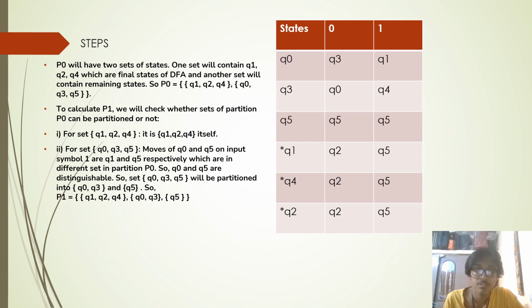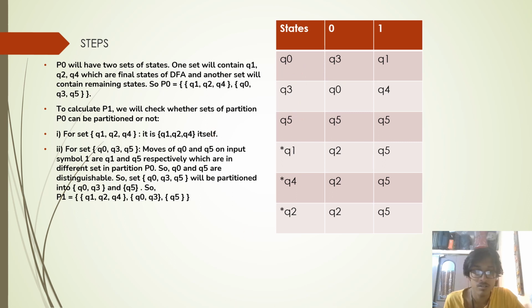So we have made the transition table from the previous diagram. From Q1, if symbol 0 is applied, it goes to Q3 state. If 1 is applied, it goes to Q1 state. The same goes for every state. Here you can see the asterisk, which marks the final states, and these are the non-final states.